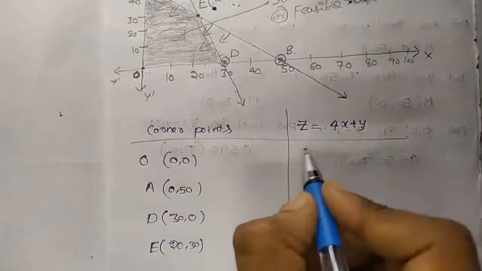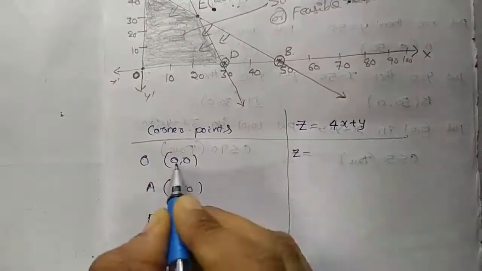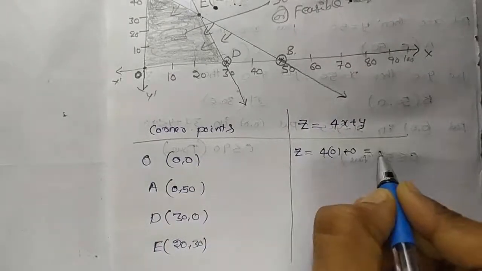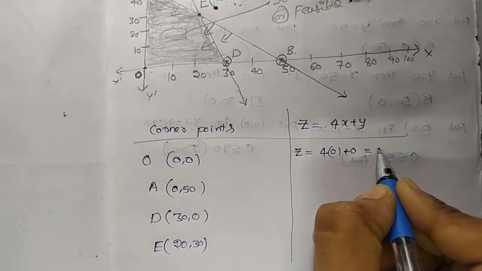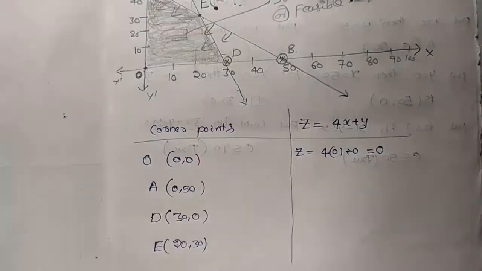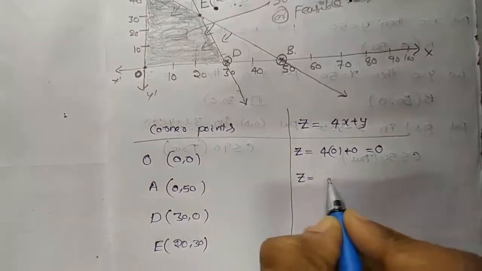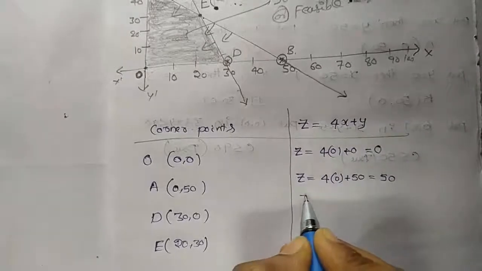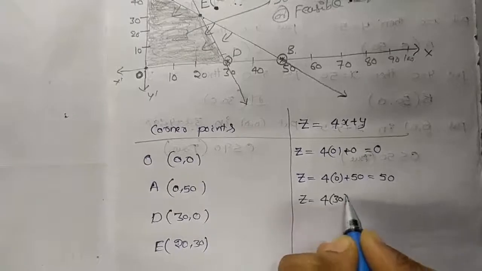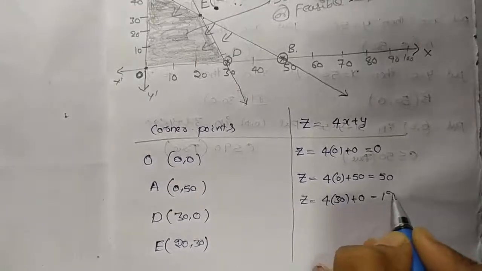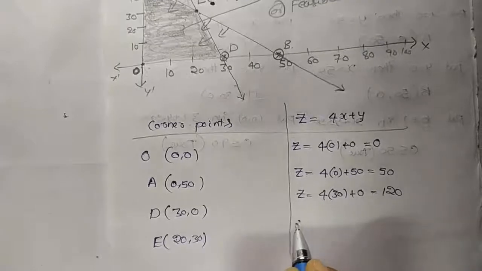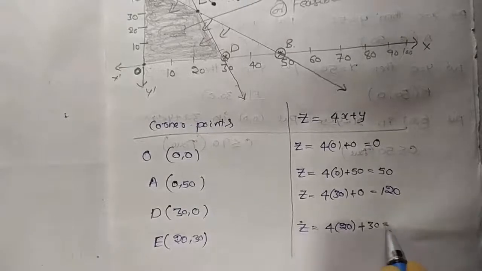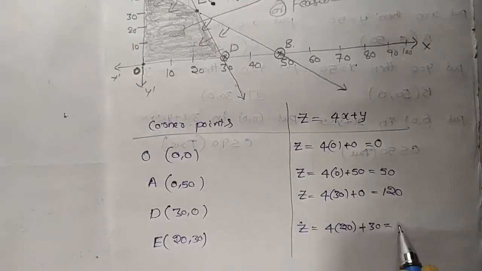Substitute all these corner points in this objective function. Z equals to, in place of x put 0, 0. 4 into 0 plus 0 is equals to 0. Next z is equals to 4 into 0 plus 50 is equals to 50. Next z equals to 4 into 30 plus 0 is equals to 120. Z is equals to 4 into 20 plus 30 equals to 80 plus 30 is 110.